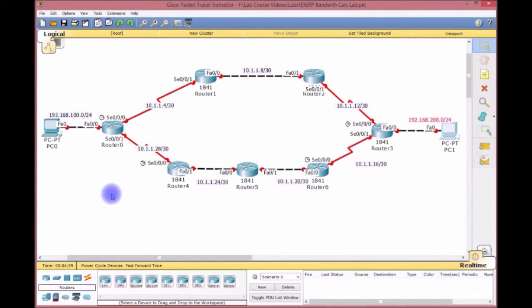So there are two ways you can do it. EIGRP being the intelligent protocol that it is, it can load balance across these two links, right? Depending on those K values that we should already know: bandwidth, delay, reliability, load, and MTU.